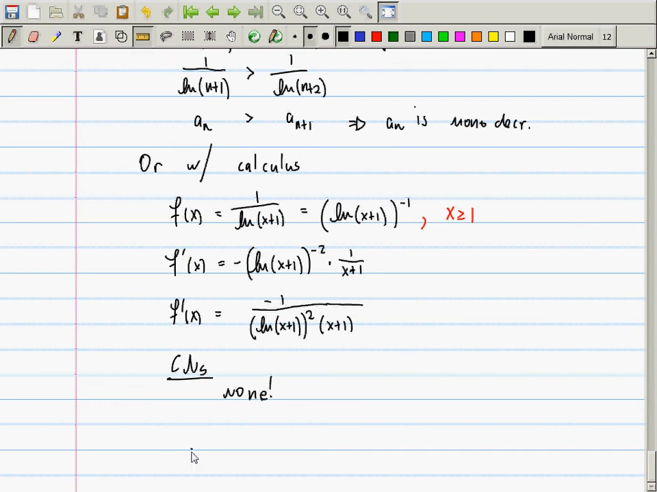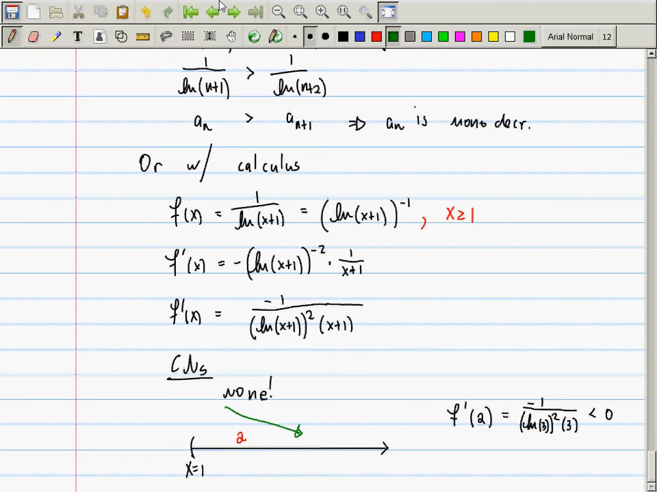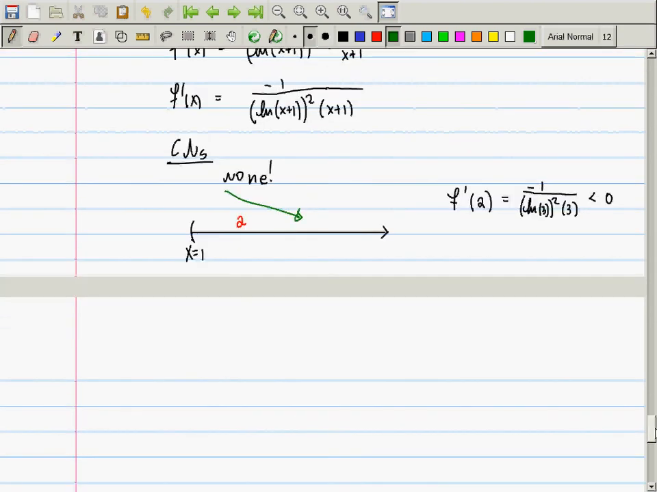Now you just plot the whole line, and you choose any point to the right of x is 1. So what's something to the right of 1? How about 2? Now we evaluate the derivative at 2, or any point to the right of 1, and you get negative 1 over the log of 3 squared multiplied by 3. The log of 3 squared is positive, 3 is positive, so you have negative 1 divided by something positive, so this is negative. So it's decreasing.